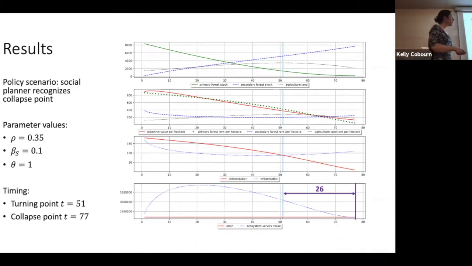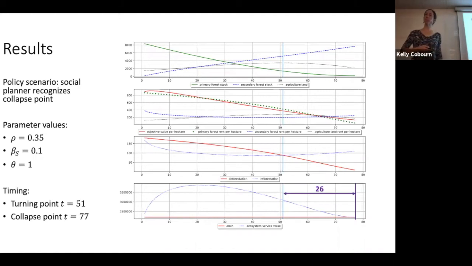The final panel at the bottom, I know these are small, illustrates the ecosystem service value, which is this blue dashed curve, and E-min, which is our ecological threshold. So this last panel tells us basically when we're hitting that ecosystem threshold or collapse point, which in this case is in period 77, which is 26 periods after the forest turning point.